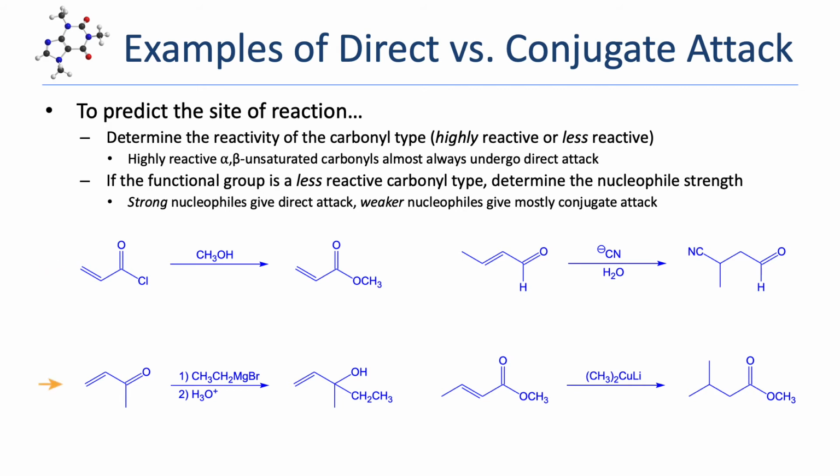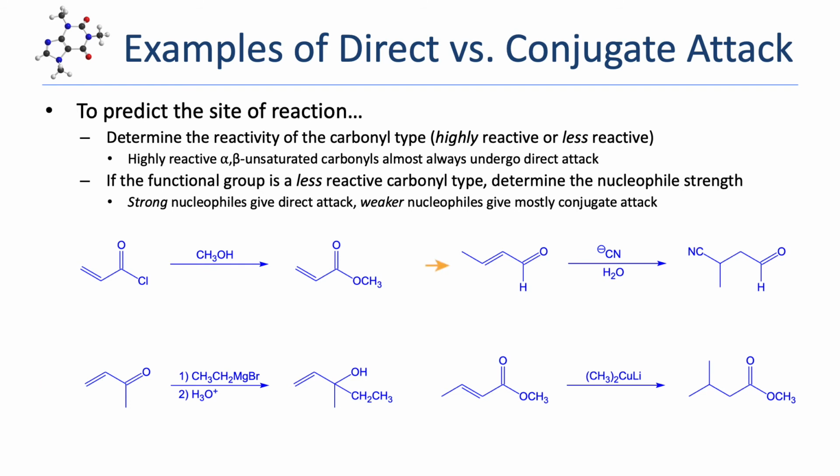Let's take a look at the second example. Again, the first thing to do is to determine the reactivity of the carbonyl. Here, we see a ketone, which is one of the less reactive carbonyl types. This means we have to consider the strength of the nucleophile. In this reaction, the nucleophile is a Grignard reagent, one of the big three strong nucleophiles. The less reactive carbonyls undergo direct attack with strong nucleophiles. We know that ketones undergo acyl addition, so the reaction here will be the addition of the Grignard reagent across the carbonyl to give an alcohol.